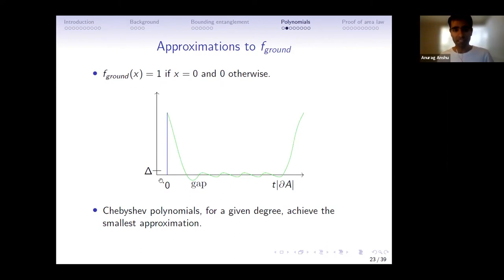Here is my function, it peaks here. I'm interested in approximating this function by a polynomial, the green line, which takes the value one at zero but, being close to the function, stays small in the rest of the spectrum of the Hamiltonian, starting from the gap all the way to the maximum eigenvalue, which is t times the area. It has been known for a very long time, since the 1800s, that Chebyshev polynomials are the best ones to achieve this, and they were used by previous works. For a given degree, Chebyshev polynomials are the best at approximating the function. So let's go into the details of how that plays out.